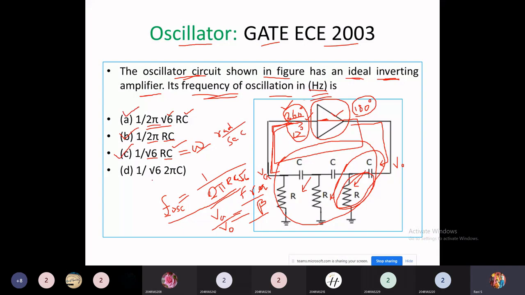The last one, it is given 1 by root 6 times 2 pi C. R is missing here. Okay, so this is not applicable. This is for angular frequency for RC phase shift oscillator. This is the normal frequency, 1 by 2 pi RC times root 6. And this expression is applicable for Wien bridge oscillator, 1 by 2 pi RC. Okay.